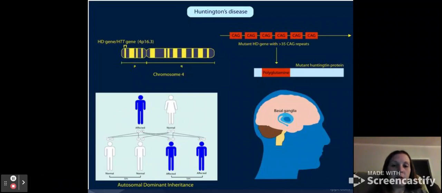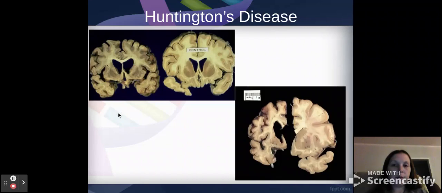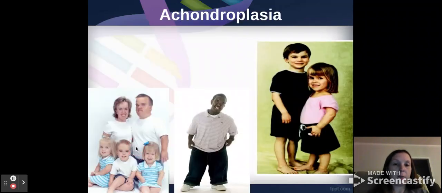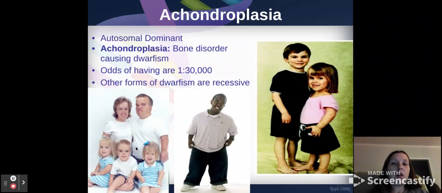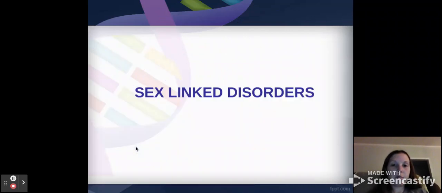Okay, so again, it shows you the little pedigree down there. And this actually shows the degeneration of the brain. So the one up top here is a control, and this is one with Huntington's, so you can tell how much the brain has broken down. I struggle saying this. Achondroplasia is also dominant, and this is a bone disorder that causes dwarfism, and the odds are like 1 in 30,000. Other forms of dwarfism are recessive. This is the one that is dominant, though.